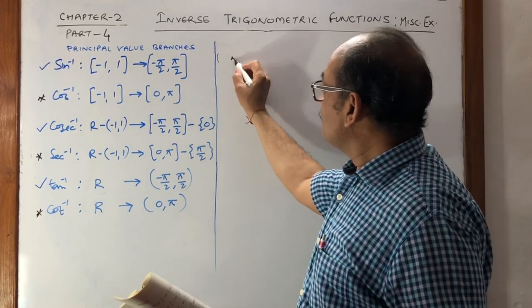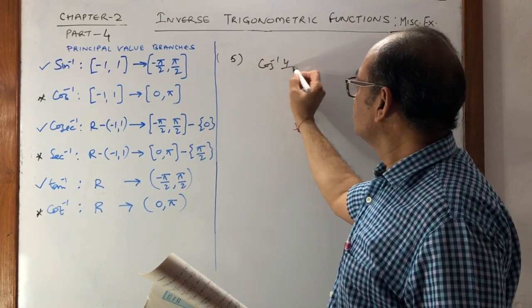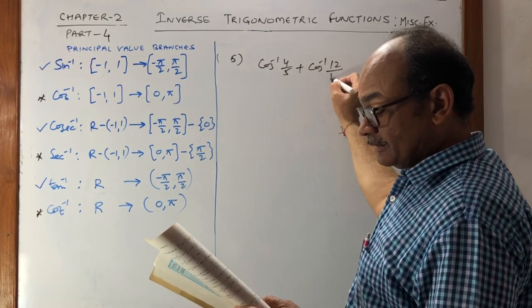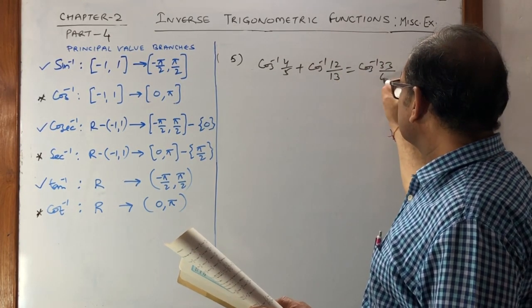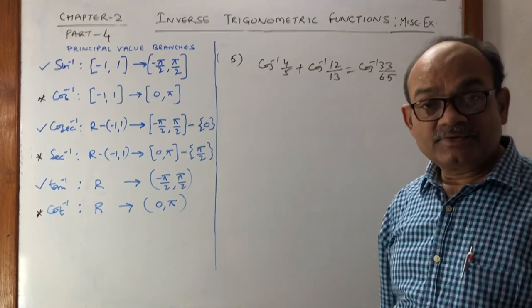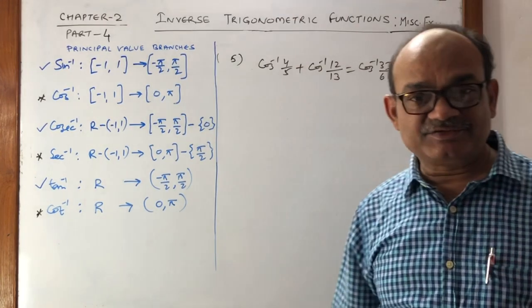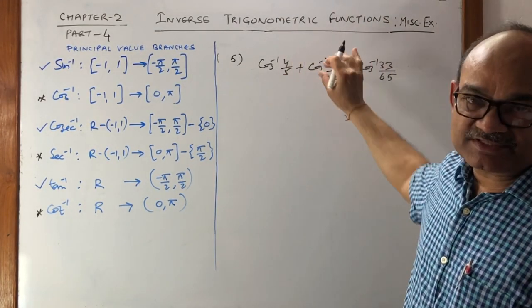Sum number 5, same exercise. cos inverse 4 by 5 plus cos inverse 12 by 13 equals cos inverse 33 by 65. Now we see that it is cos inverse, cos inverse, cos inverse. It means we can apply our previous formula. So this one is our x and this one is our y.